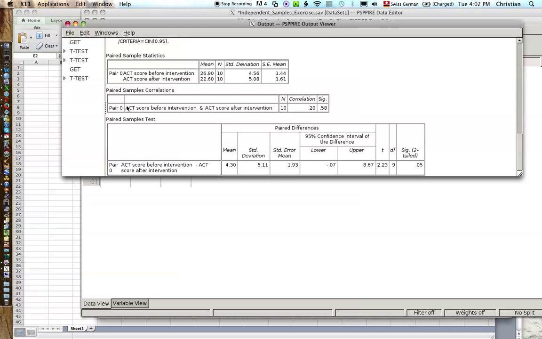And then an additional component in the paired samples is the correlation. Right? We calculate the correlation, the ACT before and the ACT after, and we see the correlation is around 0.20. So the correlation is how strong is the association between those two components, between those two variables. How similar are they to each other? And we'll talk more about correlations in the future.